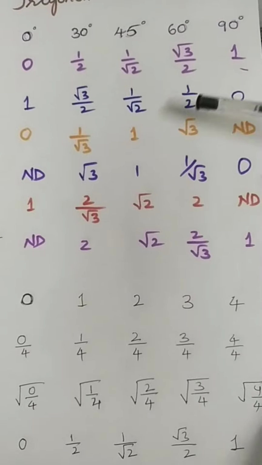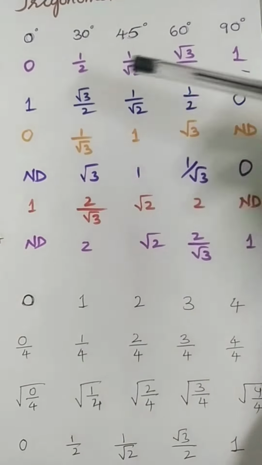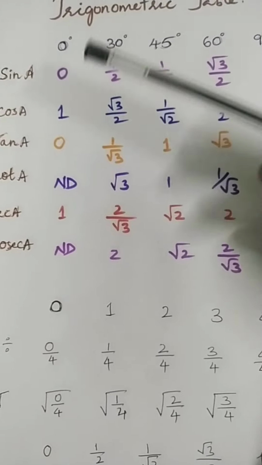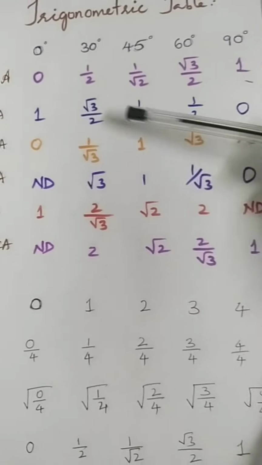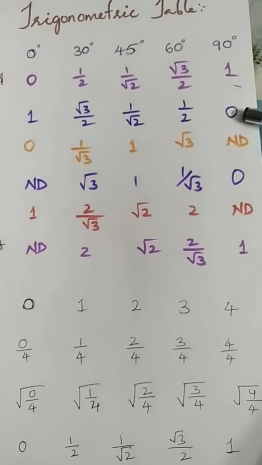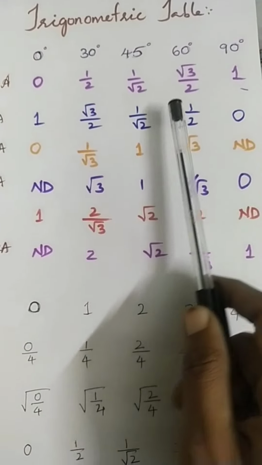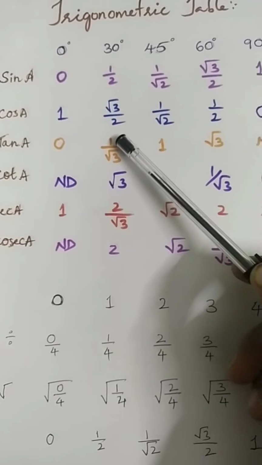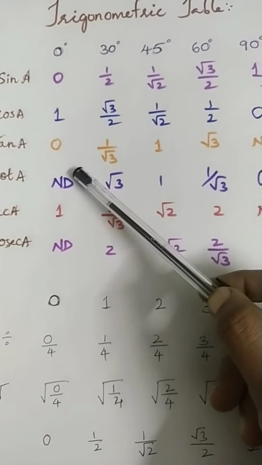Very simple. 1 is becoming first now. That means sin 90 was 1, now cos 0 is 1. When sin 0 was 0, now cos 90 will become 0. Like crossing we are doing here. Sin 60 is root 3 by 2, so cos 30 will be root 3 by 2. Very simple. Like this, you cross.